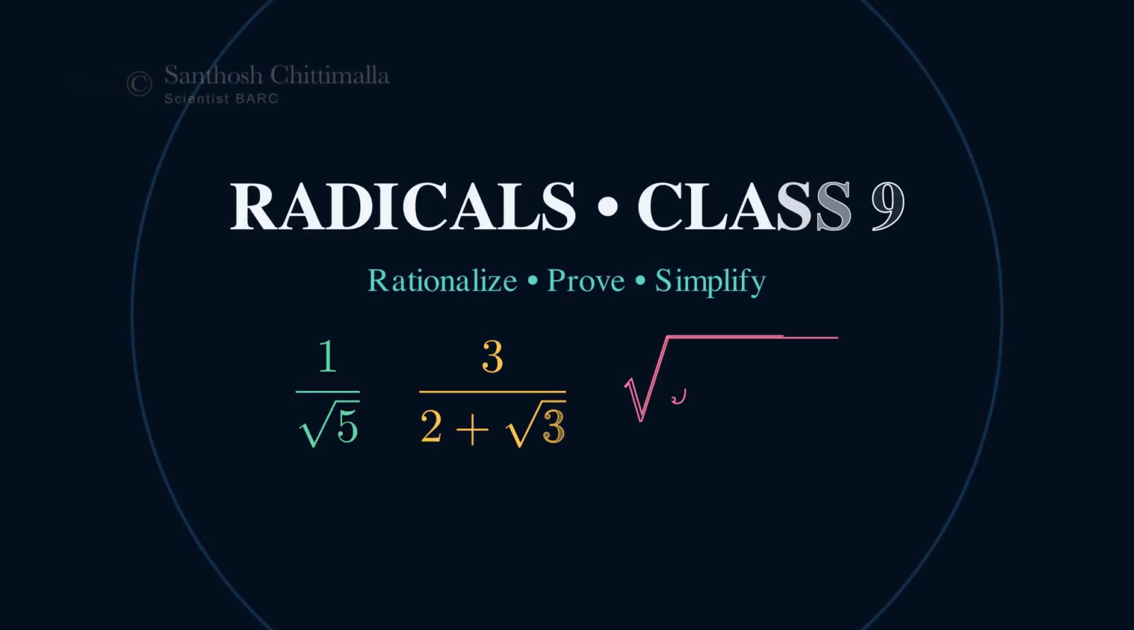Welcome to part 2 of irrational numbers for class 9. In this lesson, we will rationalize denominators, prove two useful results, and solve simplification problems step by step. Every answer will be checked.